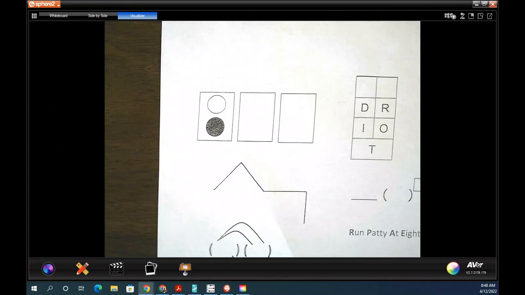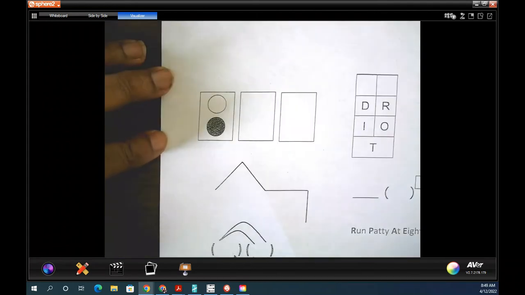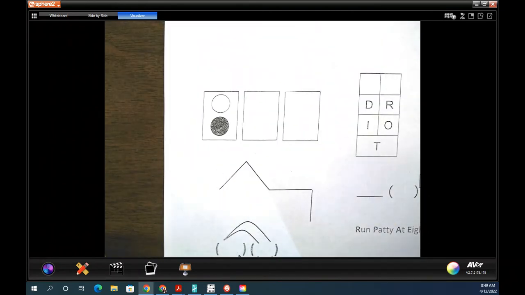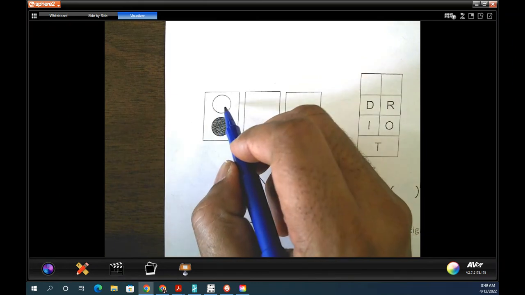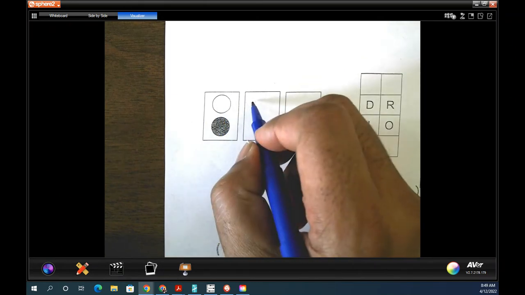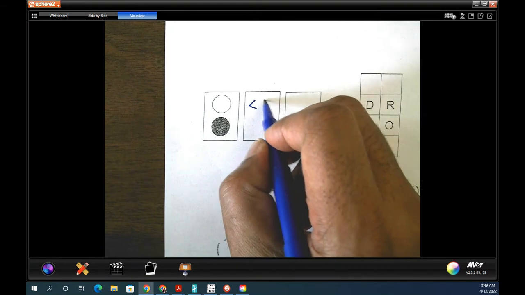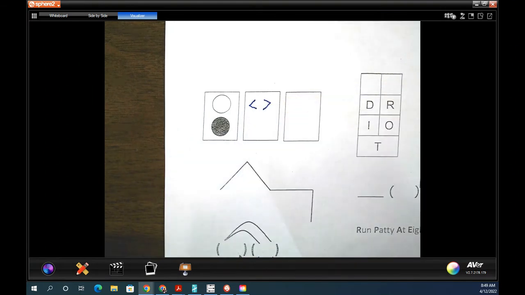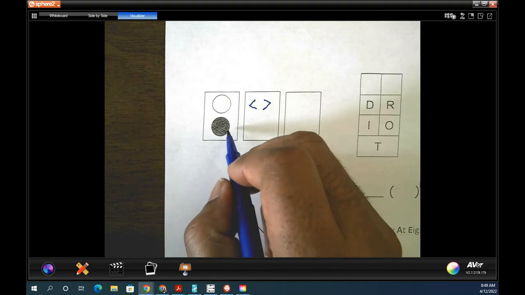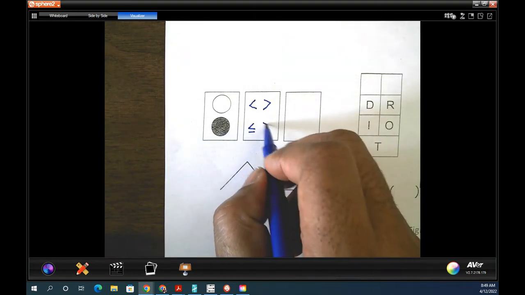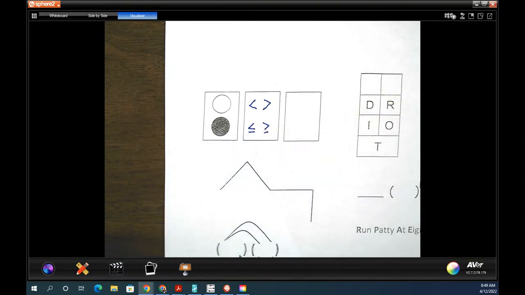Some of y'all are going to get a cheat sheet and will be able to use this on the STAR test, but you're going to have to fill it in. All right. This is an open circle. Anytime you have an open circle, it's less than or greater than. This is a closed circle. It's either less than or equal to or greater than or equal to.